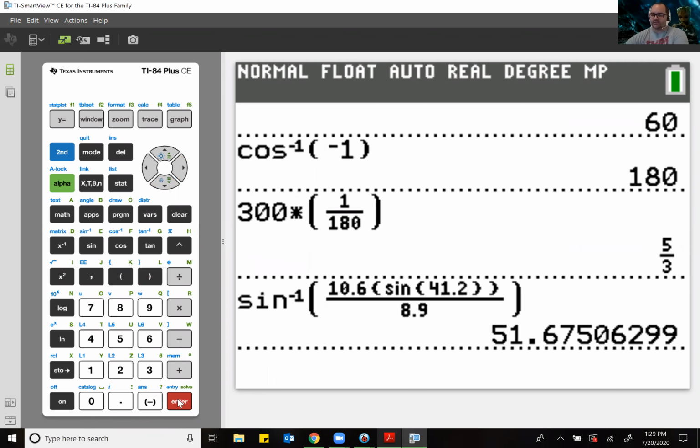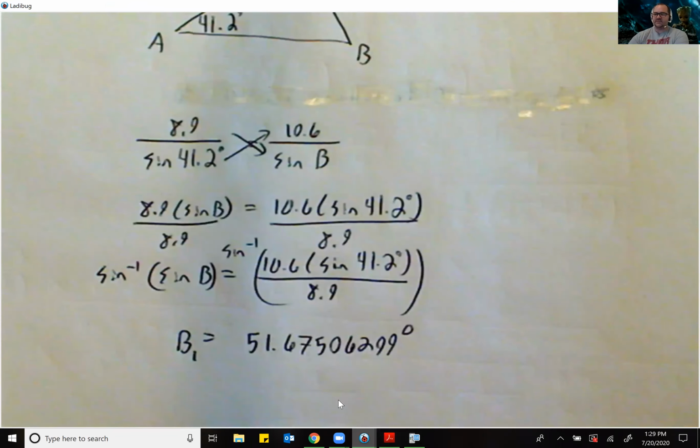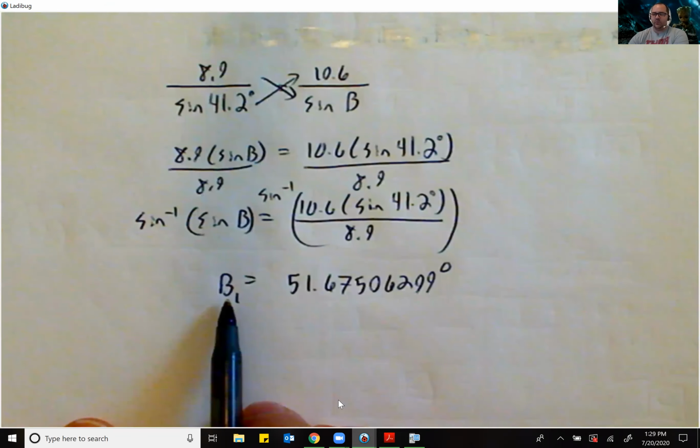Oh, we got an answer. So we got 51.67506299. Okay, because in the end, we're not going to do any rounding. They just want to know is the answer 0, 1, or 2. So we now know that there is at least 1 or more triangles. So we've got one angle right here. This is what B1 will be.